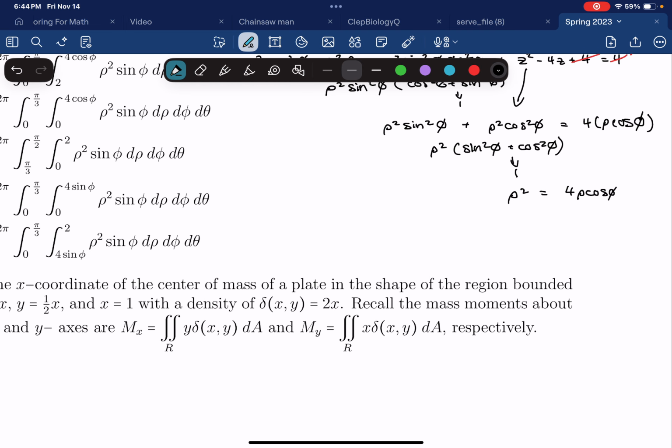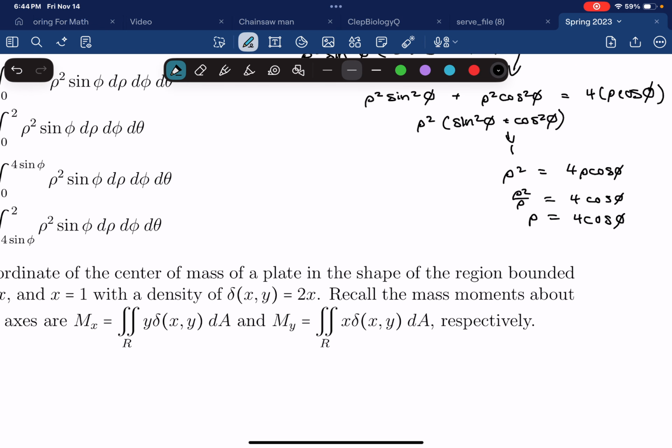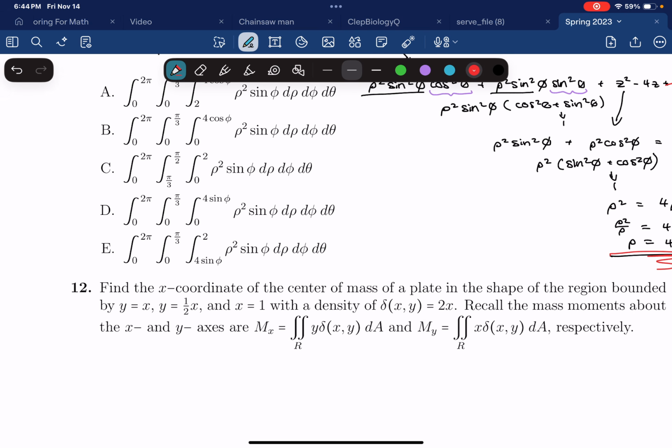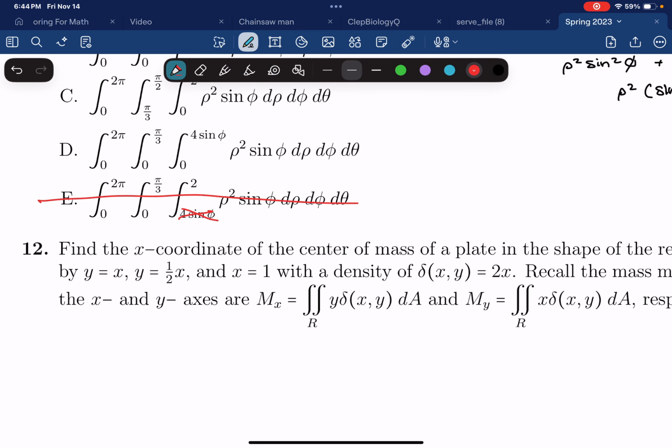Okay, but if we divide by 5 for both sides, you get phi squared, rho squared over rho, oh my lord, equals 4 cosine phi, which gets you rho is equal to 4 cosine phi. Now, finally, we know that that is one of our bounds, so we gotta take out everything that does not have that. That does not have it, it's a 4 sine phi.